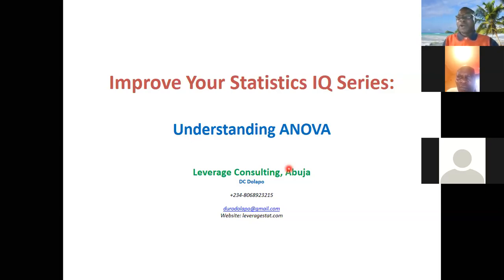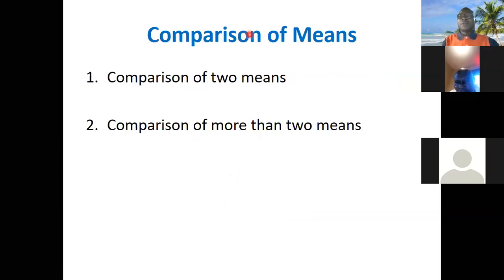We use ANOVA. We quickly look at some background information: why we cannot use the student t-test to compare more than 2 means. I will quickly look at some things, and the logic behind the ANOVA is quite interesting.